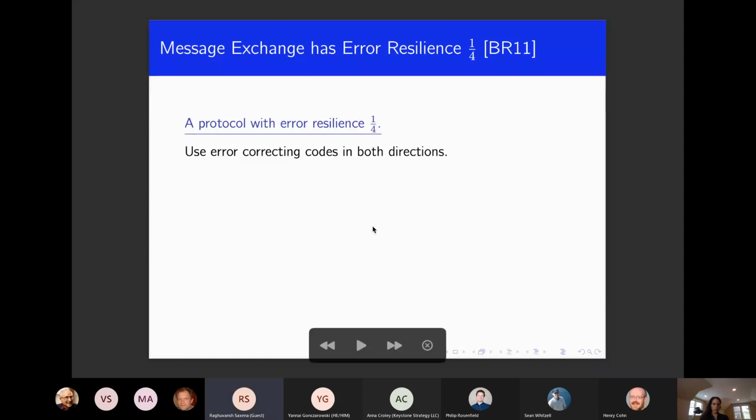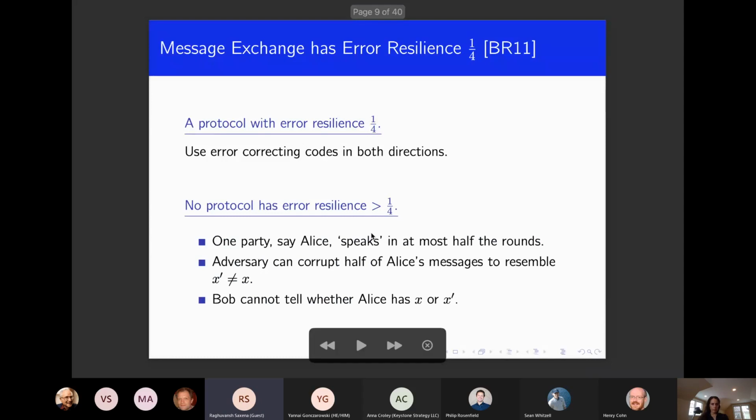It may also seem that this is optimal, and this may be an attempt at a proof. Here is why 1/4 may be the best possible error resilience you can get. Suppose you have some protocol that claims to be error resilient to a fraction larger than 1/4. The protocol has one party, let's say Alice, that speaks in less than half the rounds. So if the protocol has length t, then Alice speaks in less than t/2 rounds. The budget of the adversary is at least t/4.